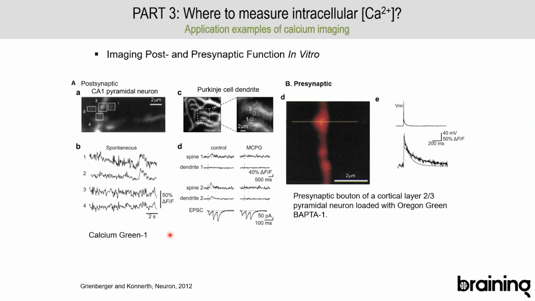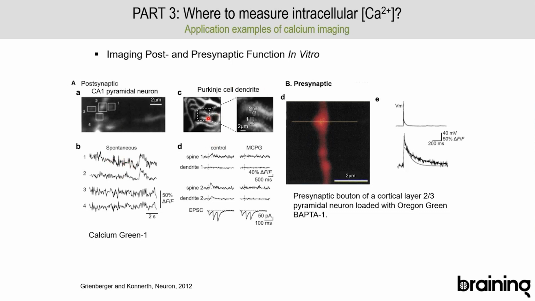In the slides, you have the paper, so you can go there and check. But here it is to show you that it's possible to image the postsynaptic and presynaptic function in vitro. So here we have a postsynaptic CA1 pyramidal neuron, and we have these specific regions in the neuron that are represented here, and we can see this calcium signaling in these neurons.